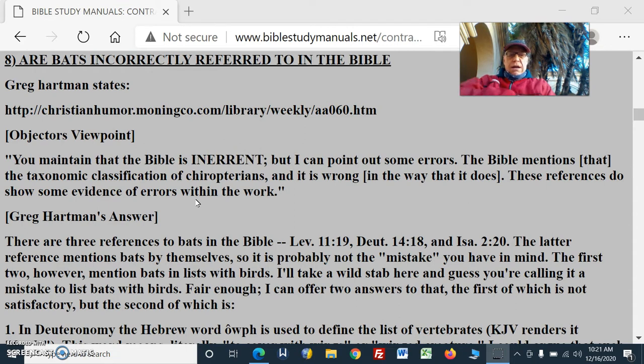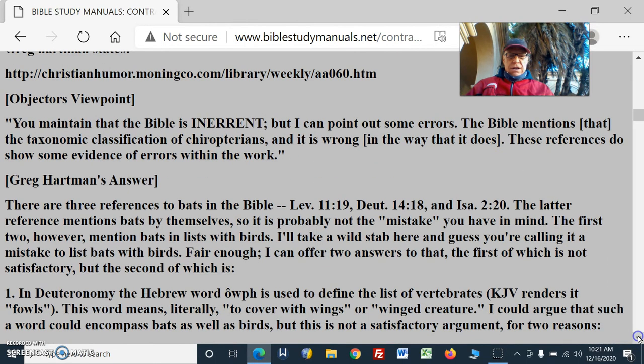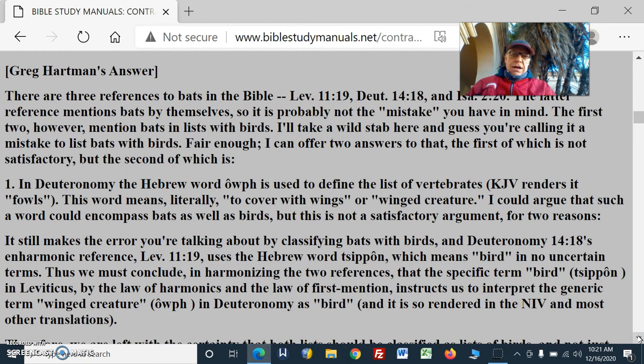I'll take a wild stab here and guess you're calling it a mistake to list bats with birds. Fair enough. I can offer 2 answers to that, the first of which is not satisfactory, but the second of which is. There's a stabbing in the dark, and you use a couple of technical terms, and then a Christian has become a biologist, the next a nuclear physicist. So it takes a lot of research.